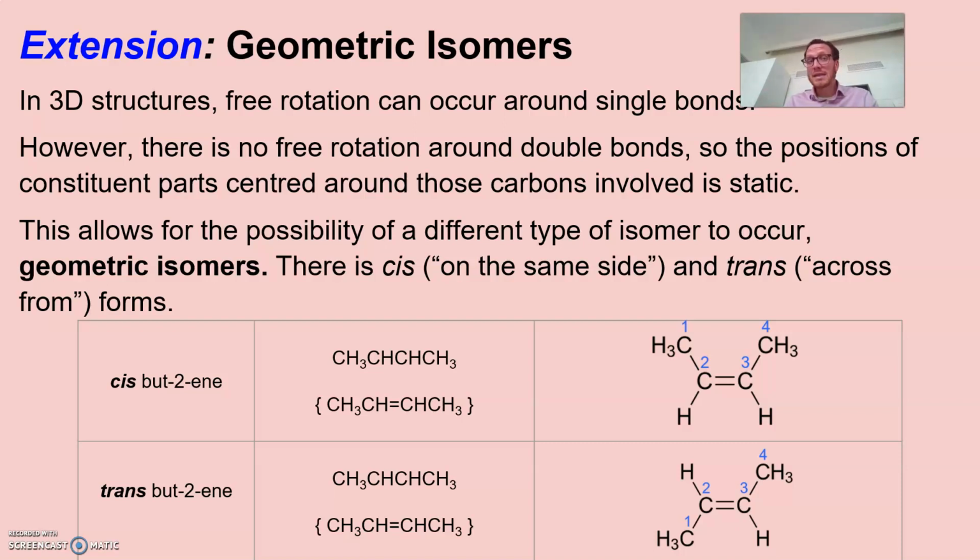A further extension is geometric isomers. Because we cannot have free rotation around a double bond, we can have representations with slightly different properties. So but-2-ene has 2 different possible representations. In year 10, I'm not expecting you to know this difference. But notice how cis means on the same side, and it looks a bit like a C. So there's my cis, and this looks a bit like a T. There's my trans, which means across from.